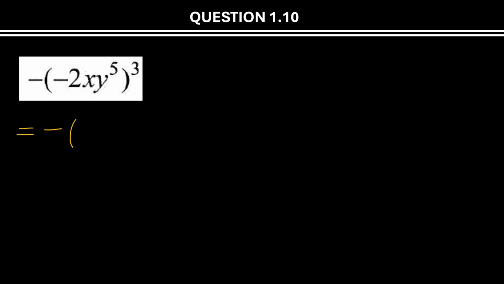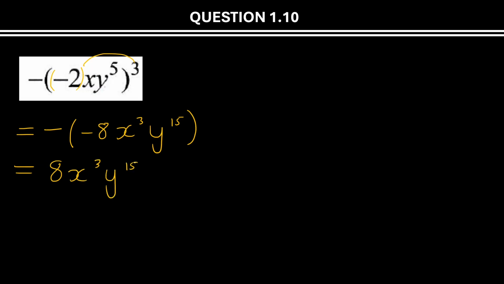So then this -2 to the power of 3, that's going to become -8, and then x to the power of 3, y to the power of 15. And only now, whatever is in front, even if it's a number, we can multiply it with what's inside the bracket. Now minus and minus just becomes positive, so this just becomes 8, x to the power of 3, y to the power of 15.